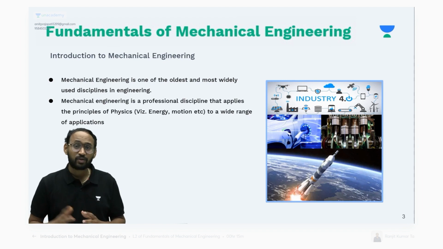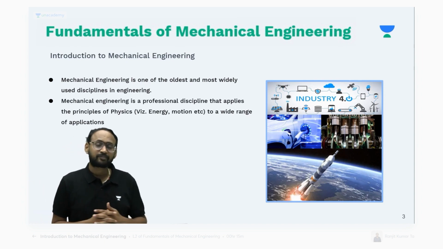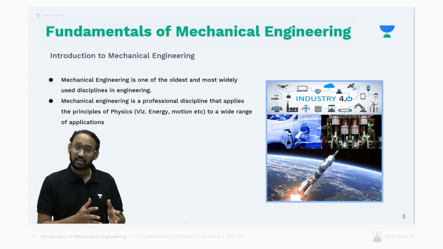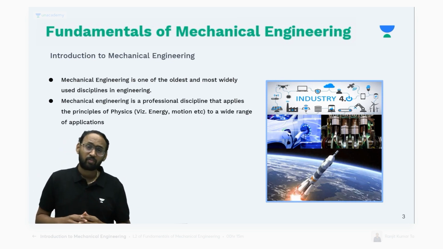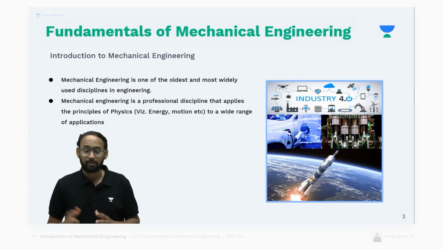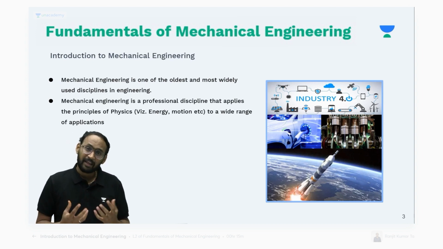So for decades together, this particular discipline has been key for industrial growth as well as to enhance the life of the people. Mechanical engineering is a professional discipline wherein it applies certain physics, certain underlying principles, for the end applications which touch the life of the people. Very simple. This could be energy or motion, or if you're working in the fluid domain, it could be the Navier-Stokes equation or Bernoulli principle. So there could be a set of rules and procedures through which we develop the end products.